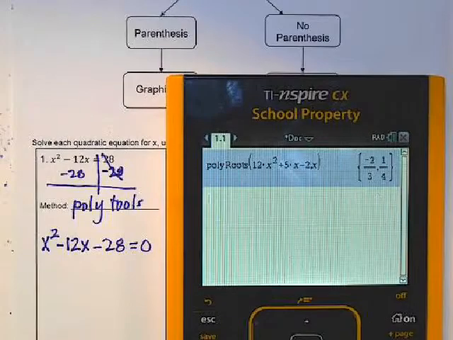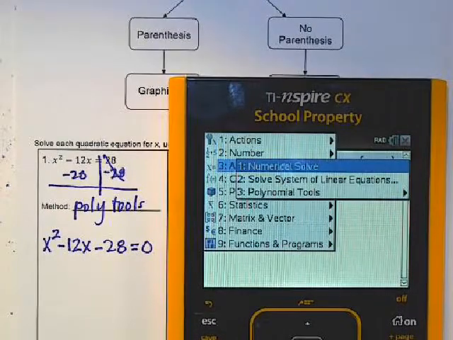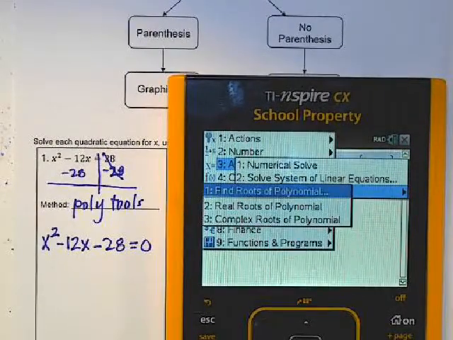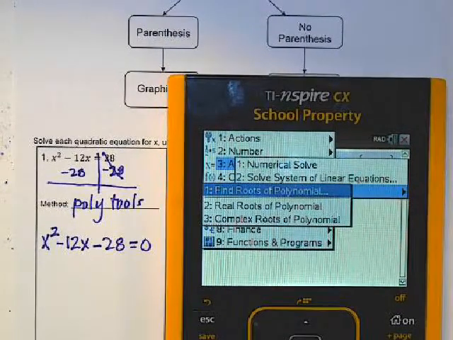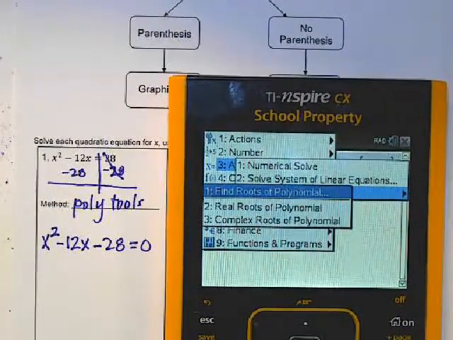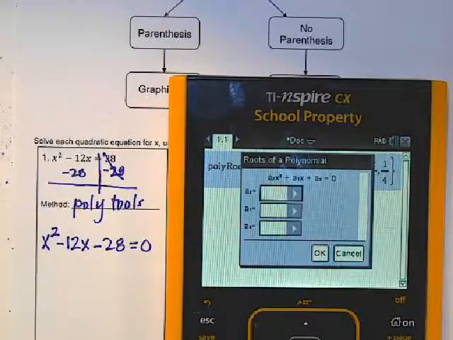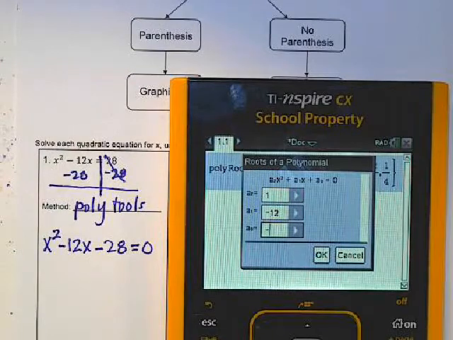Make sure you're in the regular calculator mode. We're going to go to algebra, polytools. We're finding the roots. What does roots mean? Roots means x-intercept. 2 and real stay the same. My first number is what? 1. My second number is negative 12. My third number is negative 28.